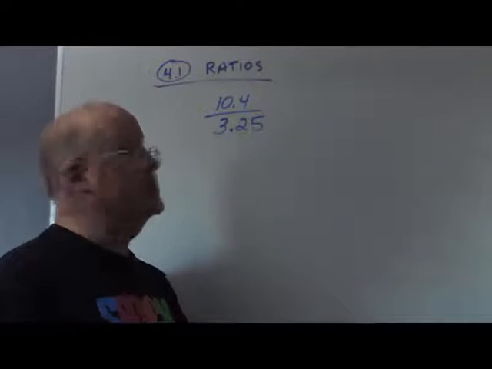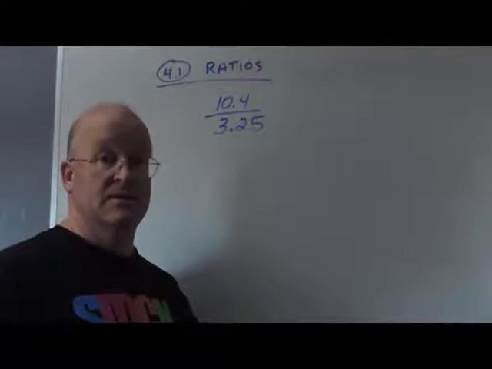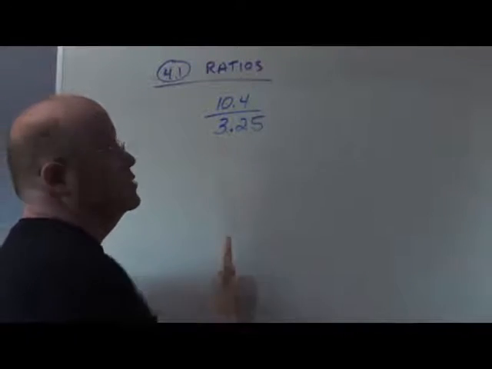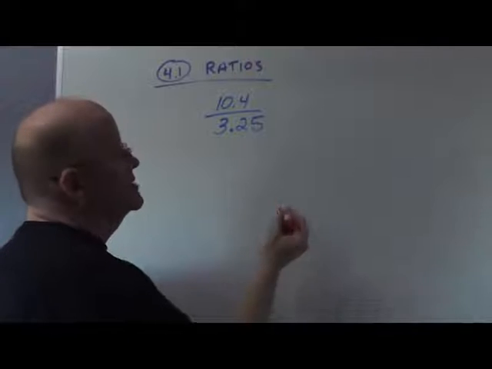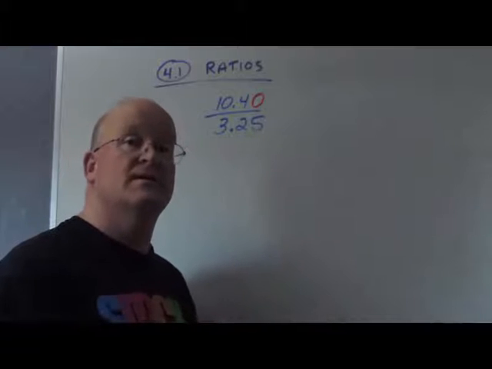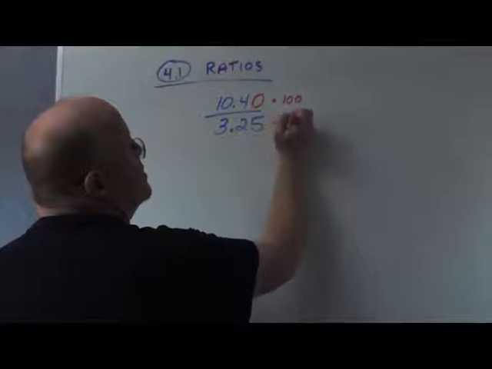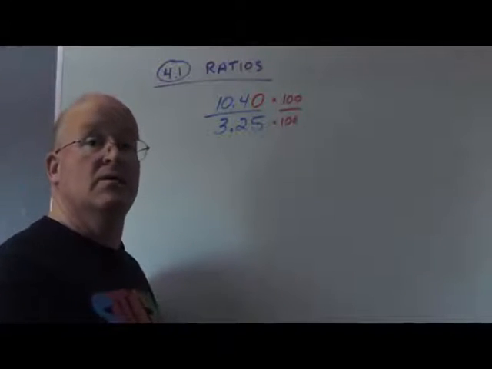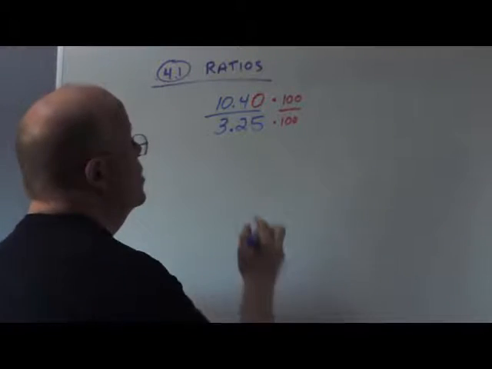Now I'd like to reduce the ratio 10.4 to 3.25. Notice that we have decimals this time. What we do when we have decimals of varying lengths is we look at which one has more places after the decimal. And in this case, the denominator has 2 places after the decimal. I'm going to pretend that there's a 0 up in the numerator so that we have an equal number of places in both cases. Now I'm going to multiply the numerator by 100 and the denominator by 100. Notice I'm multiplying by 1 in the form 100 over 100, and that the fraction that we get will be equivalent to the one that we're starting with.